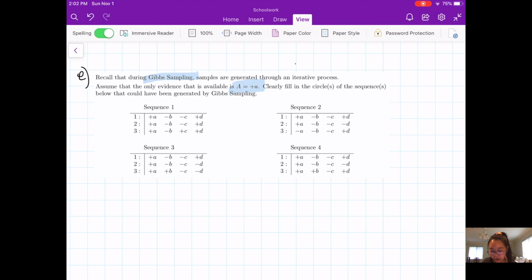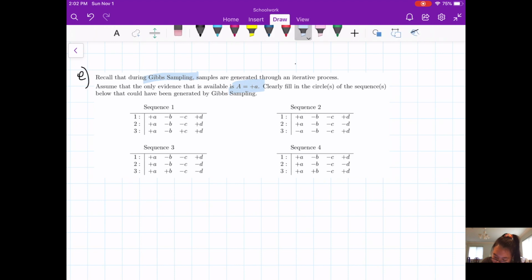From the mini lecture, we know that Gibbs sampling has two main traits: the evidence never changes, and we only change one variable at most per iteration. So let's check the evidence first. The evidence is positive A, and we can see that sequences 1, 3, and 4 are all fine because the A's stay positive throughout. But the issue is sequence 2, because the last one is negative. So sequence 2 cannot be true.